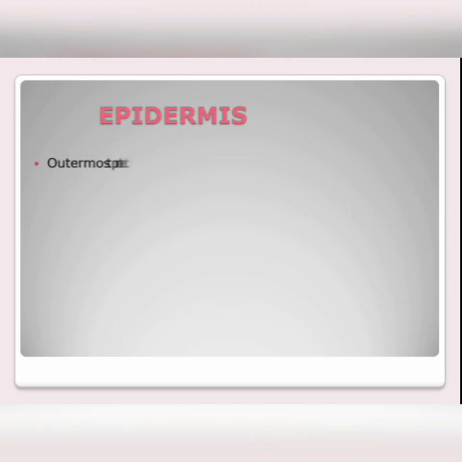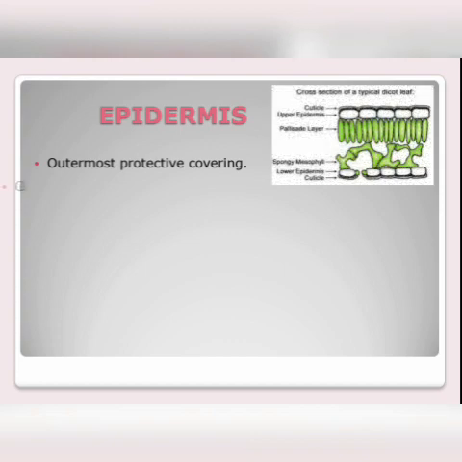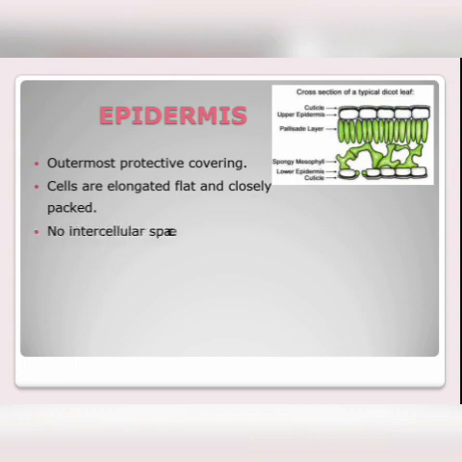Epidermis is the outermost protective covering, and it is the covering of the outer layer of plant organs. These types of tissues have cells which are elongated, flat and closely packed. As you can see, the picture given above clearly explains the position of the upper epidermis. The cells are flat and they have no intercellular space. So, in between the cells, there is no gap at all.